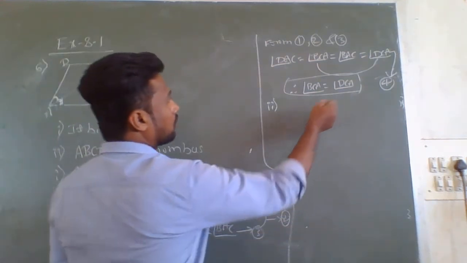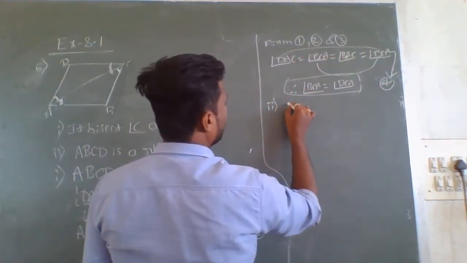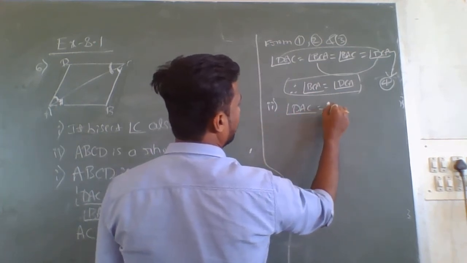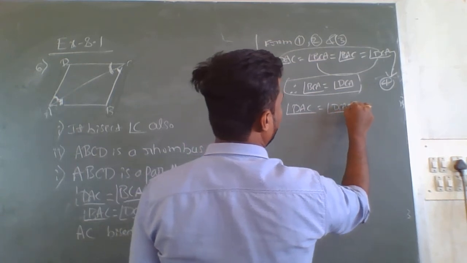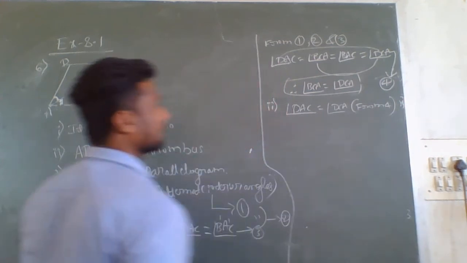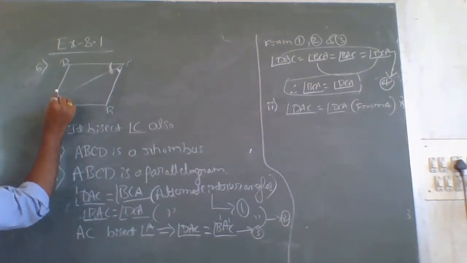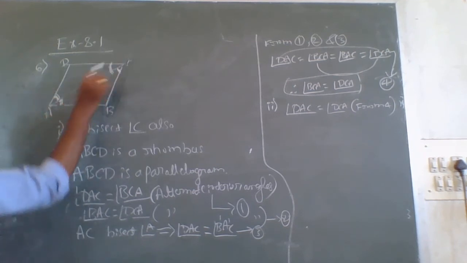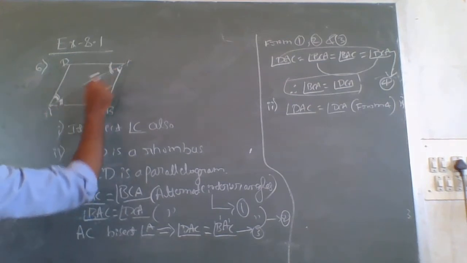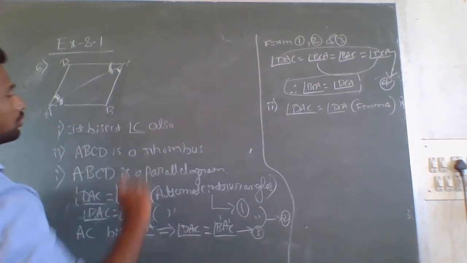So here, from 4, what can we write? These two side angles are equal. Angle BAC is equal to angle DCA from 4. See here in the diagram. Angle BAC, this angle, equals angle DCA. DCA means this angle. These two angles are equal from 4.